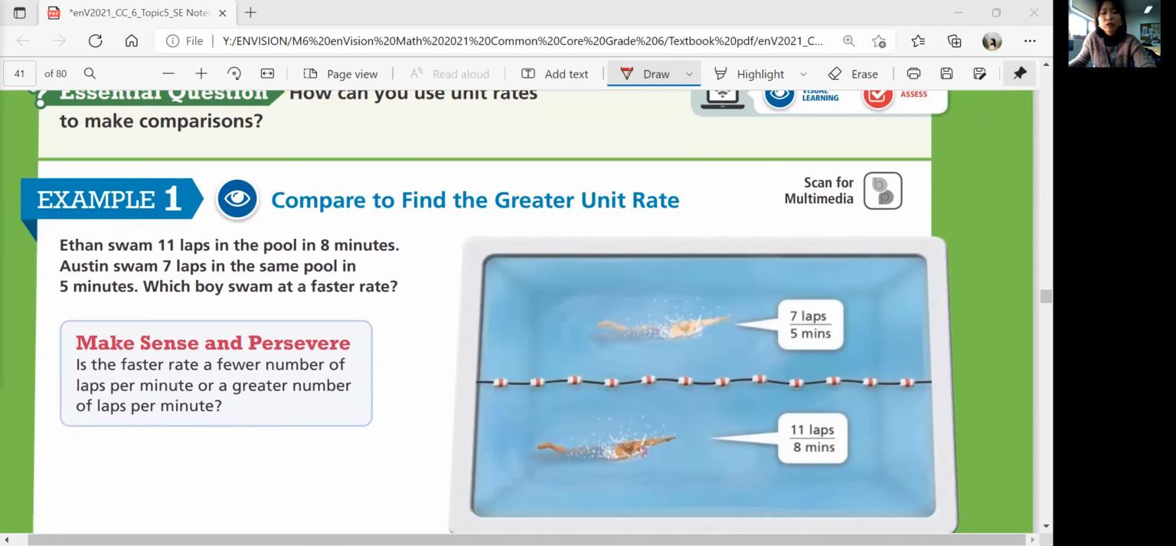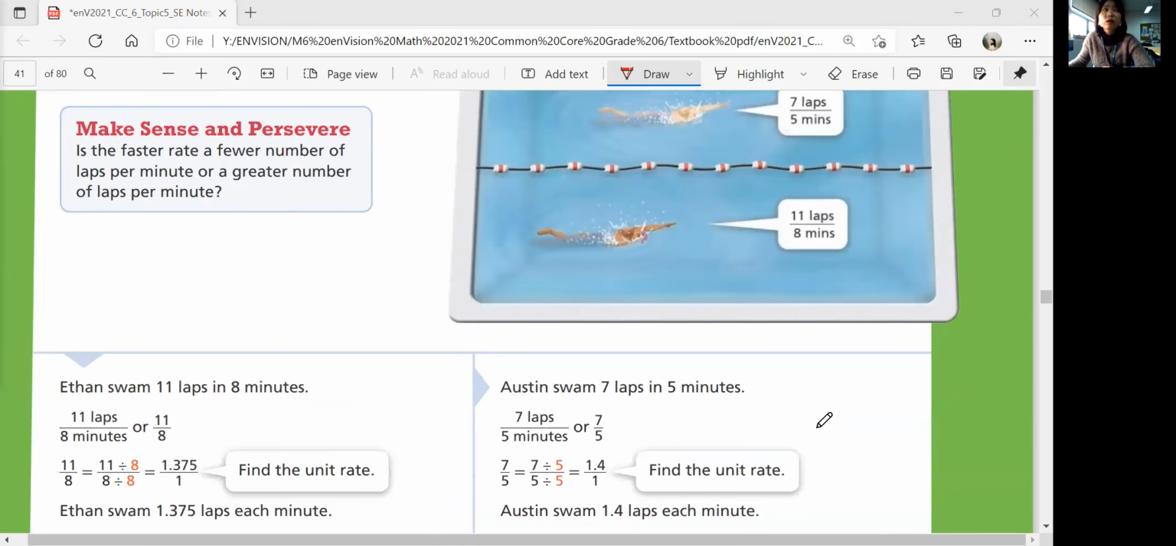On the next page. Ethan swam 11 laps in the pool in 8 minutes. Austin swam 7 laps in the same pool in 5 minutes. Which boy swam at a faster rate? So we want to compare them and see who goes faster.